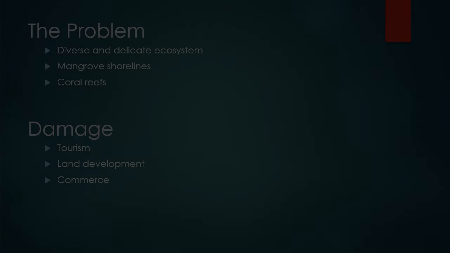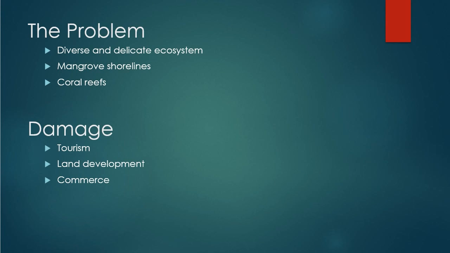What's the problem? Key Biscayne and Virginia Key compose a very diverse and delicate marine ecosystem with mangrove shorelines and coral reefs, and they're also habitat to many terrestrial species. Throughout the years, these ecosystems have undergone significant change due to tourism, land development, and commerce.